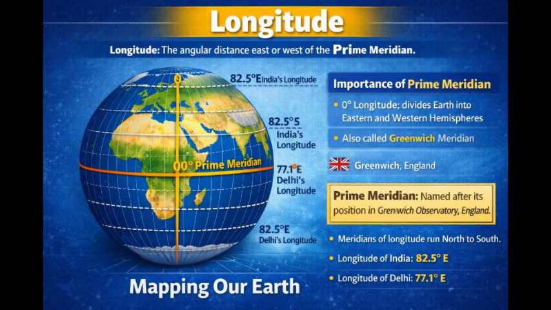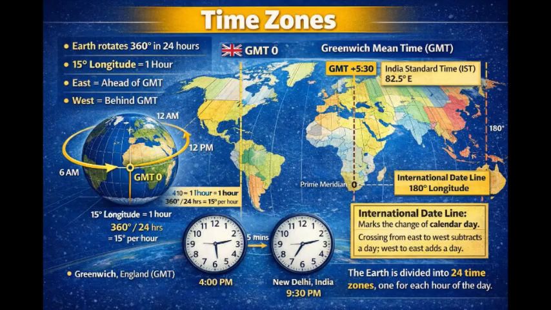Then the longitude and the time. Longitudes are extremely important because they help us determine the time difference across the world. The Earth rotates 360 degrees in 24 hours. If we divide this, we get 360 degrees divided by 24 hours equals 15 degrees per hour. This means that for every 15 degrees of longitude, there is a difference of 1 hour. Another simple rule to remember: when we move east, the time increases. When we move west, the time decreases.